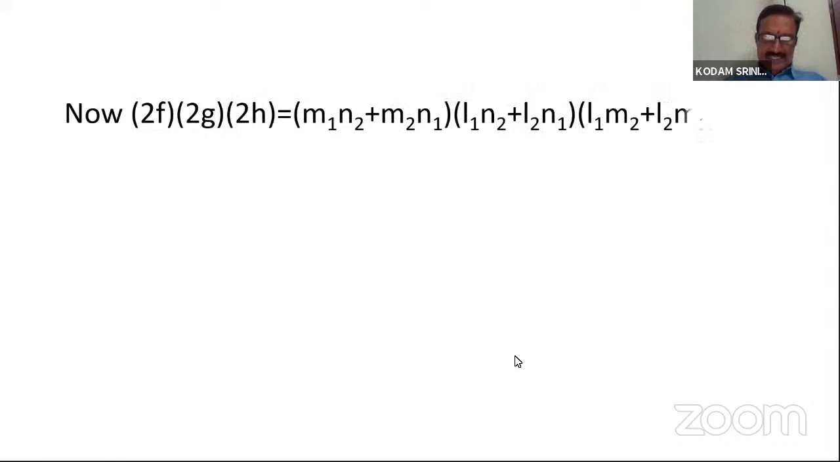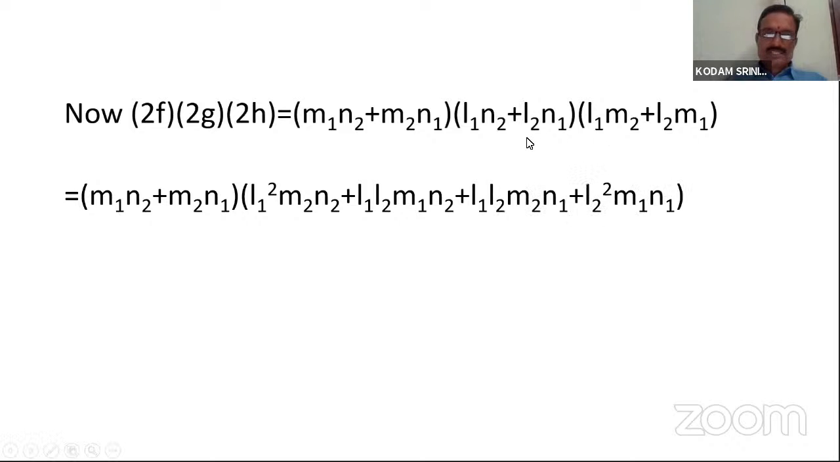We will get that 2F equals M1 N2 plus M2 N1, 2G equals L1 N2 plus L2 N1, and 2H equals L1 M2 plus L2 M1. Now, simplifying this equation, first of all, we have to multiply these second and third brackets. While multiplying these two terms, we have to write in one specific order: first the L terms, after that the M terms, at last the N terms.